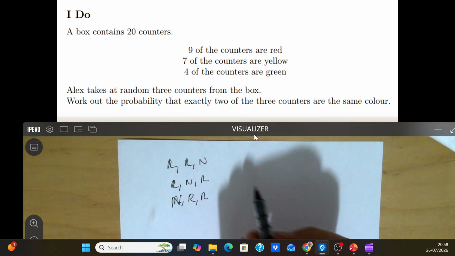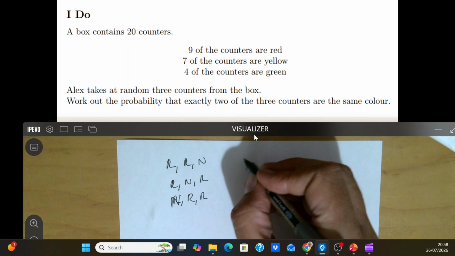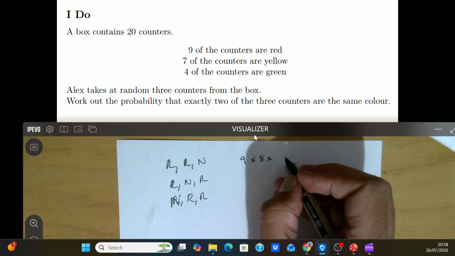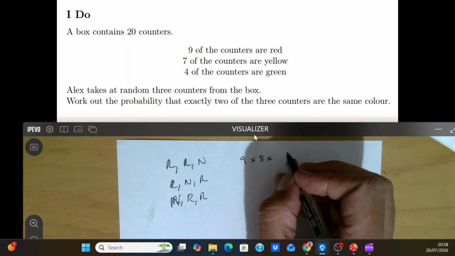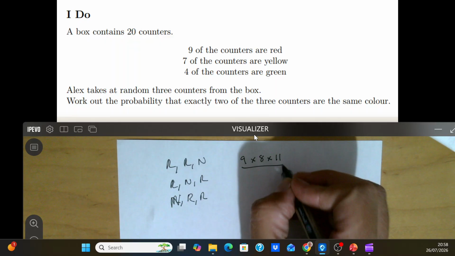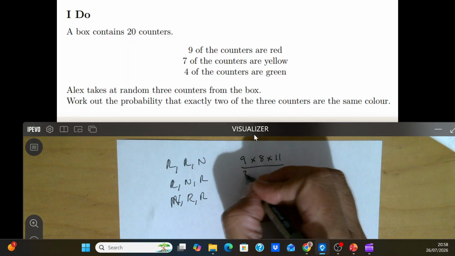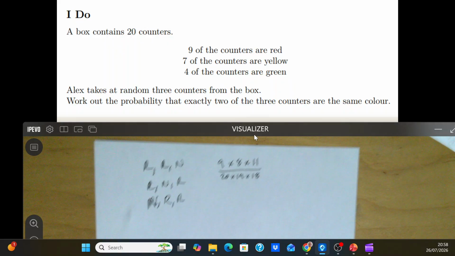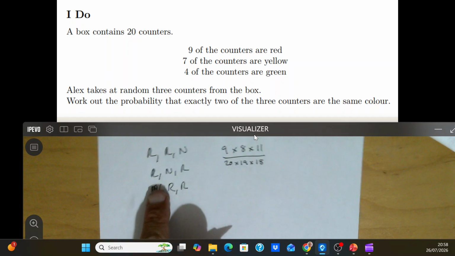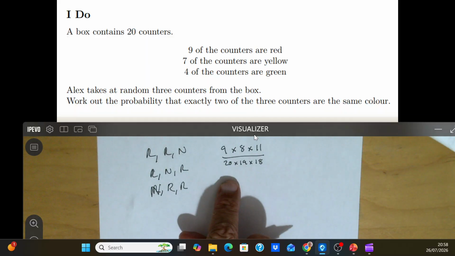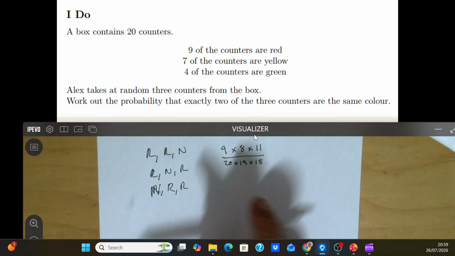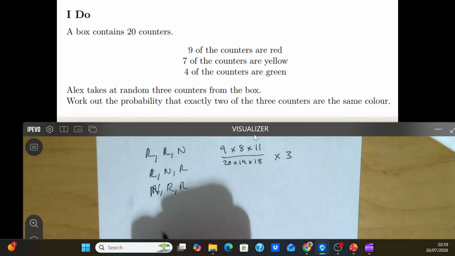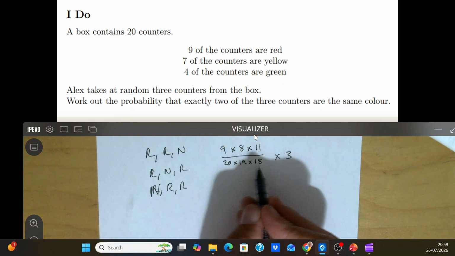Now, if you think about the first one, the way of getting that would be, well, there's 9 of them, times by 8 remaining, times by the ones that aren't red, which is 11. That would be all over 20 times 19 times 18. If I was to work out this one, it would be 9 times 11 times 8 over the same. So effectively, I can times that by 3. Now, that tells me how I'm going to work out the reds.